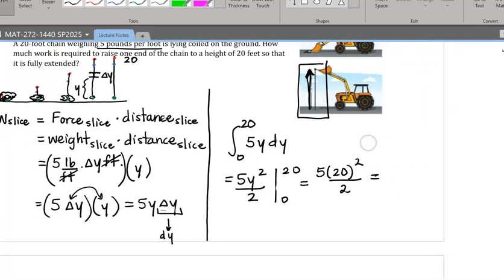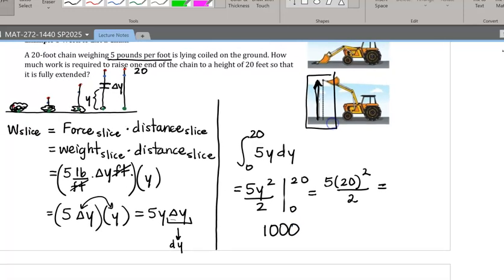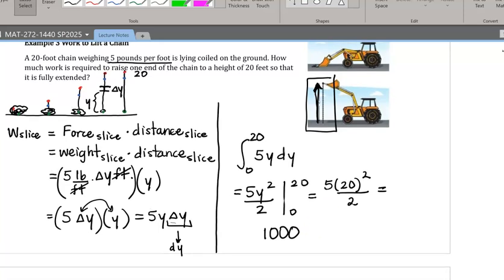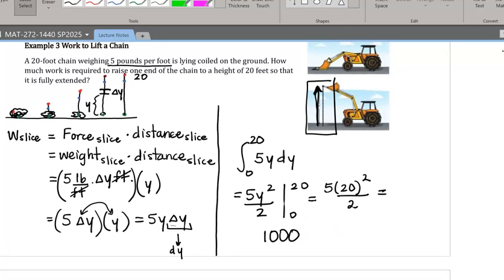So our final answer, we have 1,000. Let's think about the unit on this. Remember that work is force times distance. Force, weight, was given to us in pounds, distance in feet. So we are working with 1,000 foot-pounds as our unit.